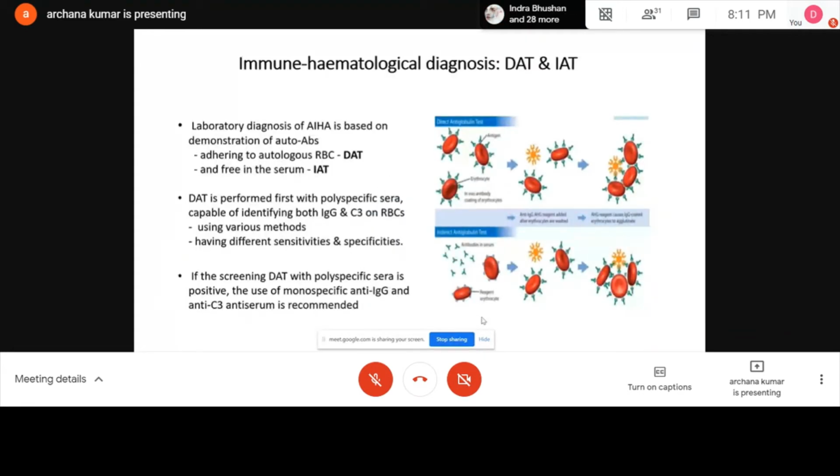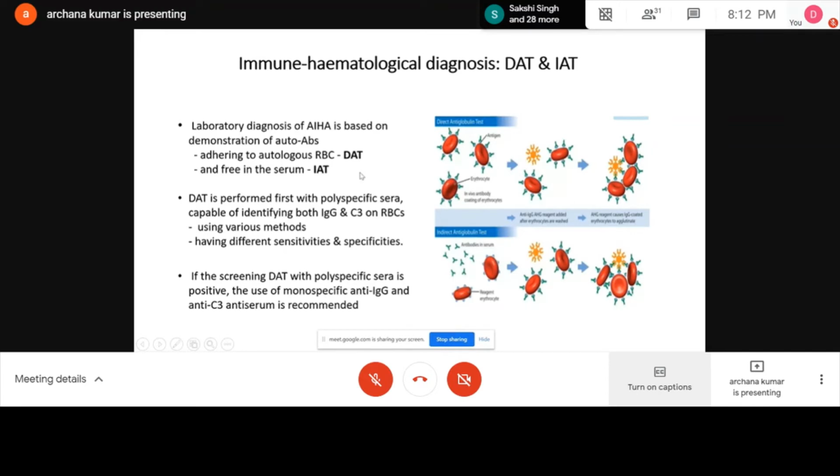So what is the immunohematological diagnosis? This is mainly the direct antiglobulin test and the indirect antiglobulin test. So what do we do in the direct antiglobulin test? It demonstrates the autoantibodies adhering to the RBCs. Okay, so this is detecting the antibodies which are adhering to the RBCs, and we add anti-IgG reagent, which causes agglutination. Whereas the indirect antiglobulin test is detecting the free antibodies in the serum.